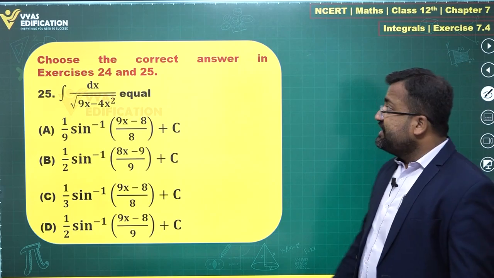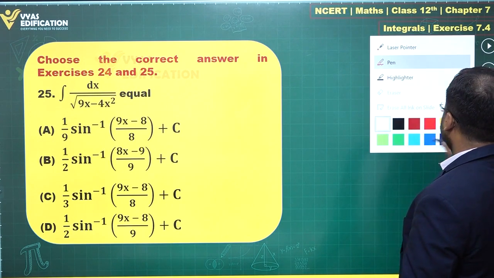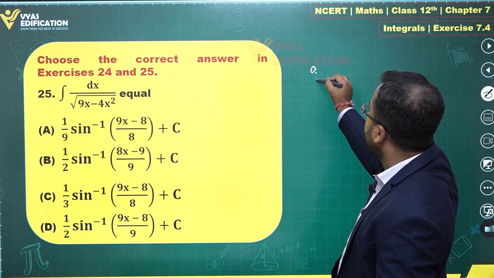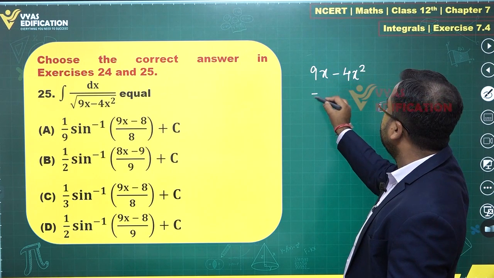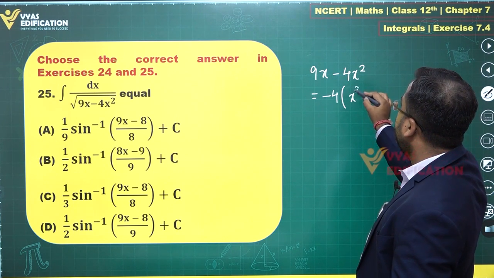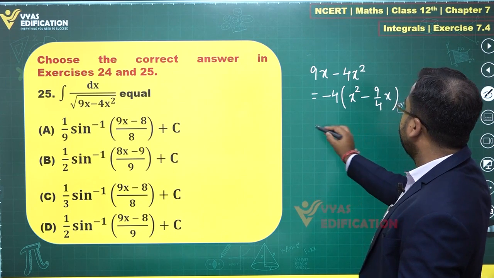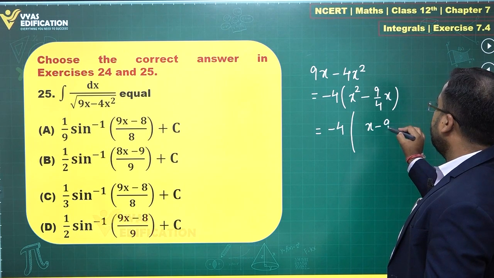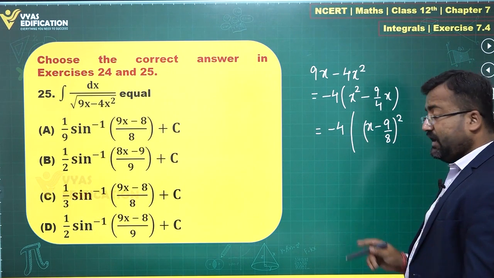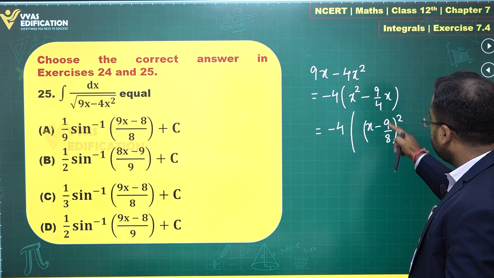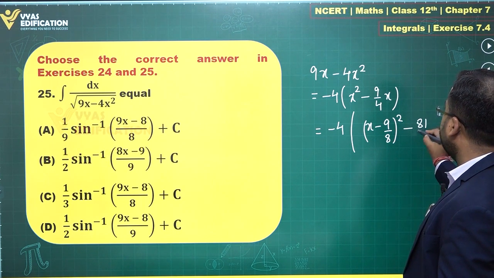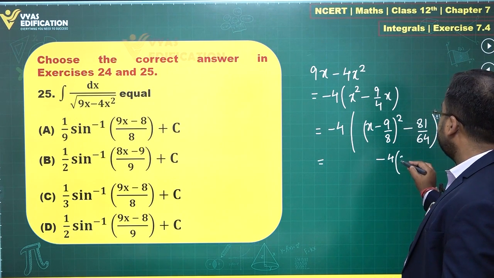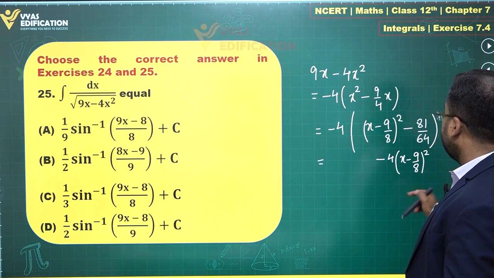The 25th question says we have to integrate dx upon 9x minus 4x square. Now how do we handle this? 9x minus 4x square has to be written as a perfect square first of all. So 9x minus 4x square can be written as, let's take out a minus 4 common, x square minus 9 by 4 x. This becomes (x minus 9 by 8) square, and we have to subtract the square of this 9 by 8. What is that? 81 by 64 is what I get.